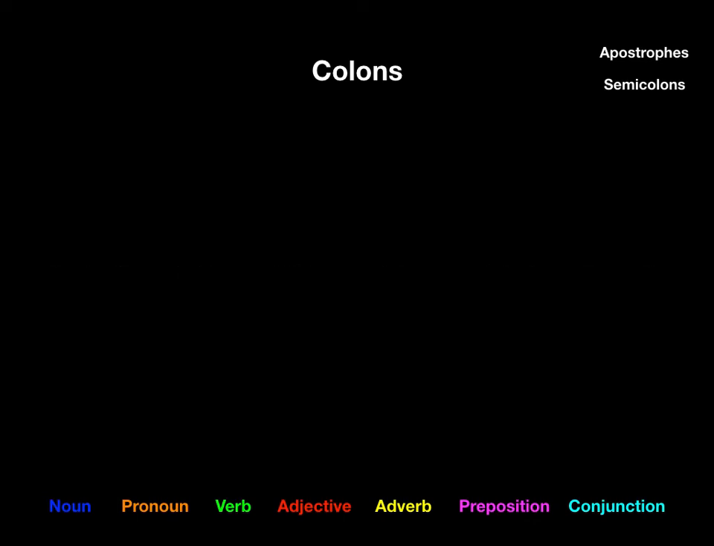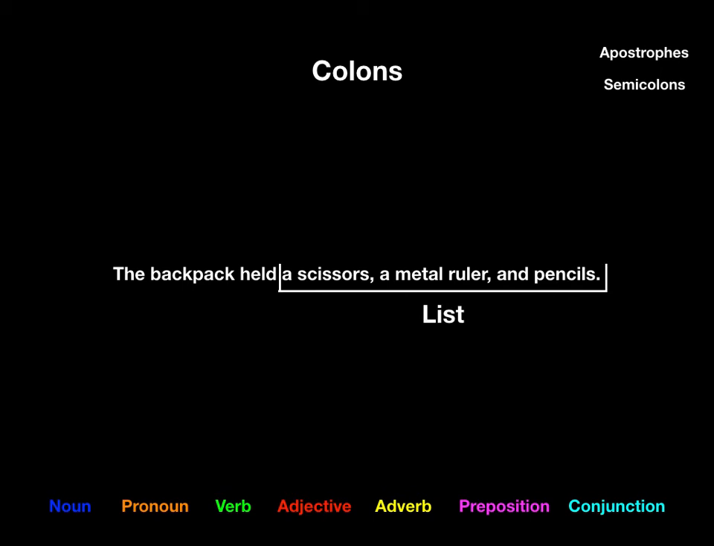Let's take a look at another example. The backpack held a scissors, a metal ruler, and pencils. As with the previous example, you'll note that we also have a list at the end of this sentence. You'll note that we also have a similar verb, held, as well as a subject, backpack. We now need to ascertain whether the beginning portion of this example is a complete sentence. The backpack held.